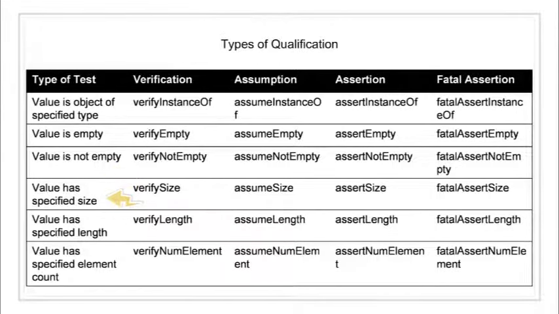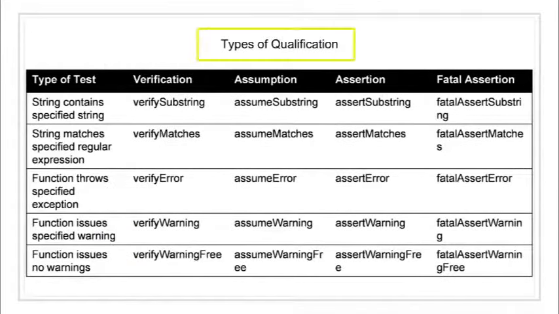Then value has specified size. Also we can have a test for the size of the value. So this size can be in bytes, in the data type, or in some other format. Then also we have value that has specified length. So if the length of that value is something that we want, we can constrain that using this type of test as well. Then value has specified element count. This is for finding out the number of elements in a numeric array. If they have this many elements, then we pass the test, otherwise we fail the test. Continuing to the last leg of the table, we have a type of test where we can compare the string.